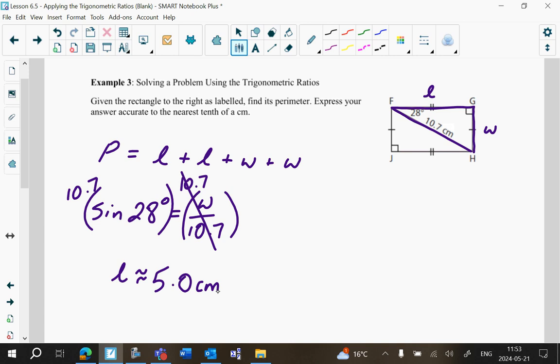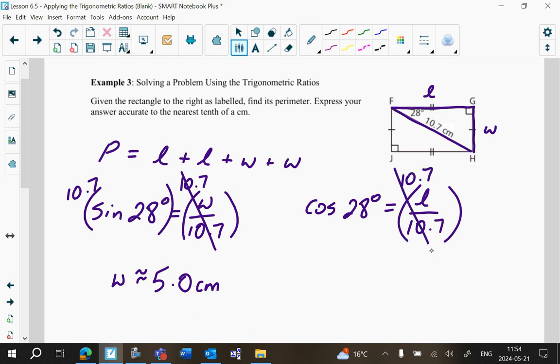The length, because remember the diagonal is going to be the hypotenuse. So that would be cosine. Wait, is that the length of the book? That's the width, because it's opposite. Oh, sorry. So this one is very similar, except it's cos 28 equals L over 10.7. Multiply both sides by 10.7. And L is approximately 9.4.